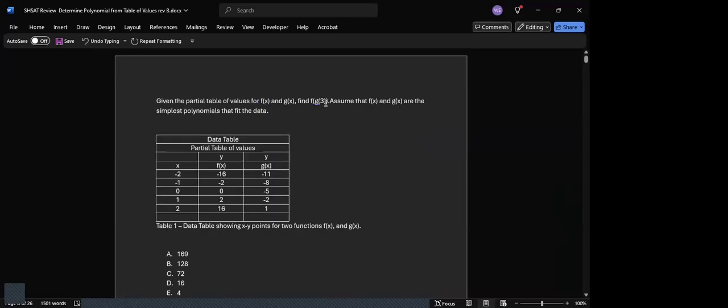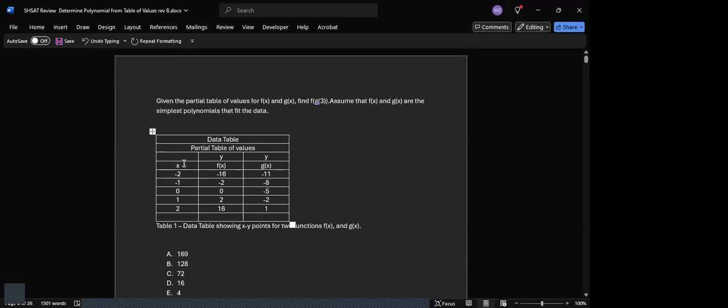So let's begin. The question states, given the partial table of values for f of x and g of x, find f of g of 3. Assume that f of x and g of x are the simplest polynomials that fit the data. Here we see a table with data, right?